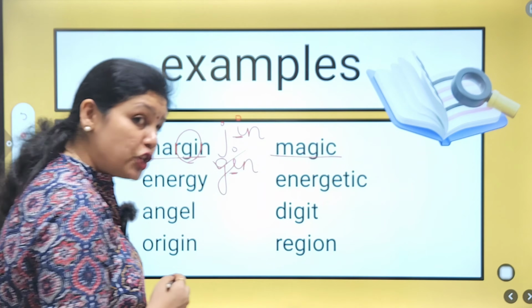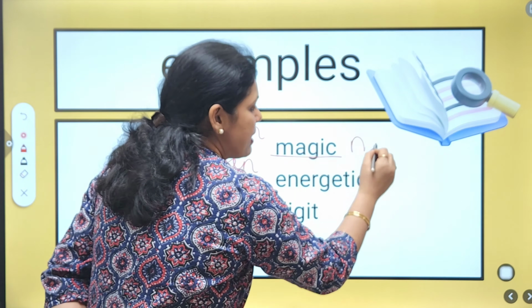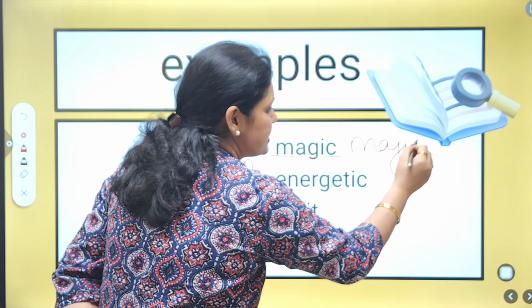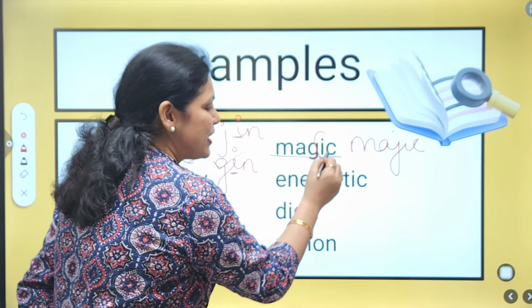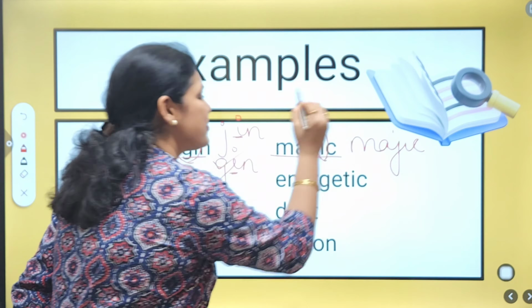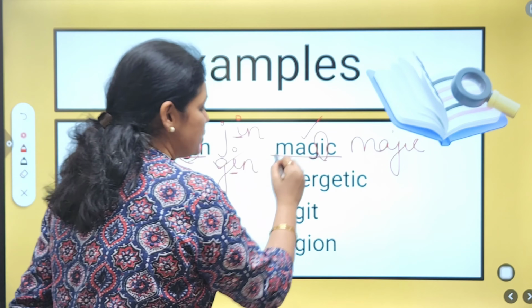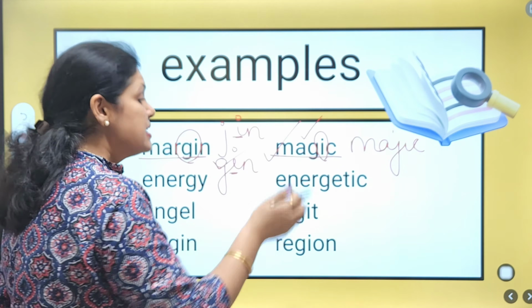Similarly, you have magic here. You may write magic like M-A-J-I-C also. But why do you write G-I-C? Because who is the friend of I? G is the friend of I. That is why magic has got a spelling like this.